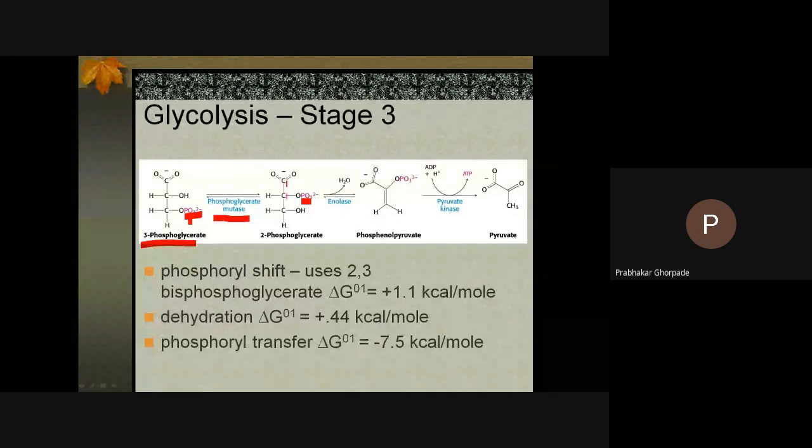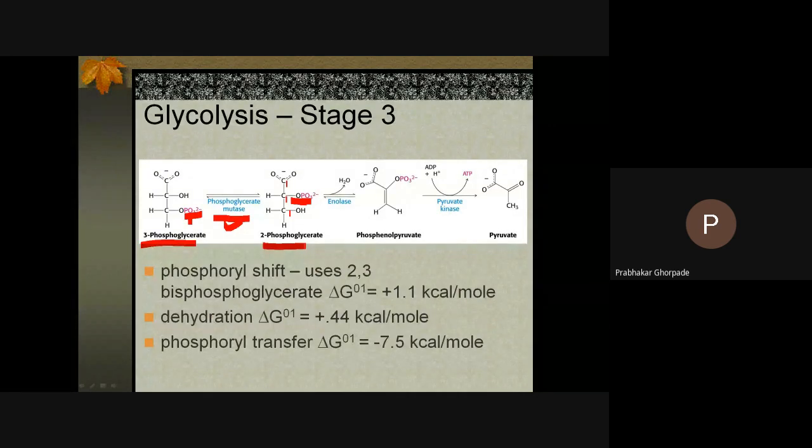First carbon, second carbon, third carbon. Now you can see it is at the second carbon. So this reaction of converting 3-phosphoglycerate to 2-phosphoglycerate happens with the help of the enzyme phosphoglycerate mutase. Now we got the 2-phosphoglycerate molecule.